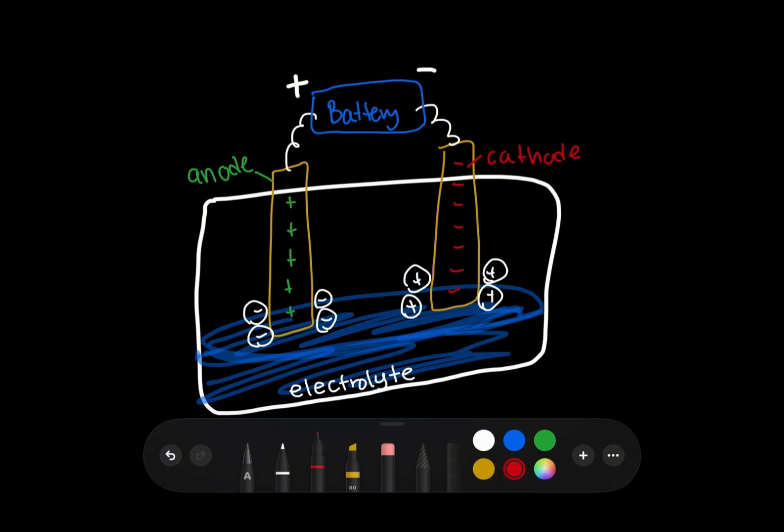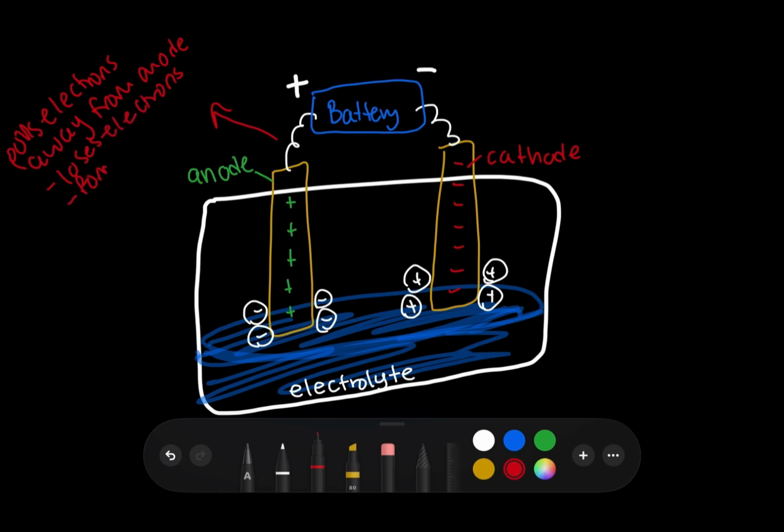So here we have an electrolytic cell. In the setup, we have one container filled with an electrolyte solution and two electrodes connected to a battery. Once again, the anode is the positive electrode and this is where oxidation is going to occur. The battery is going to pull the electrons away from the anode, causing the metal at the anode to lose electrons and form positive metal ions, also known as cations, that enter the electrolyte. So the battery pulls electrons away from the anode, it loses electrons, forming cations, and they enter the electrolyte.